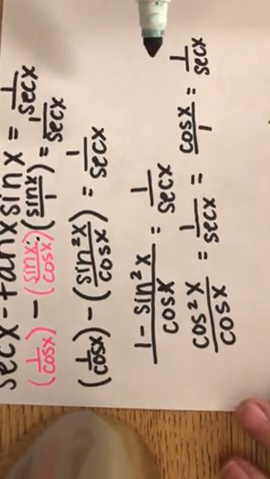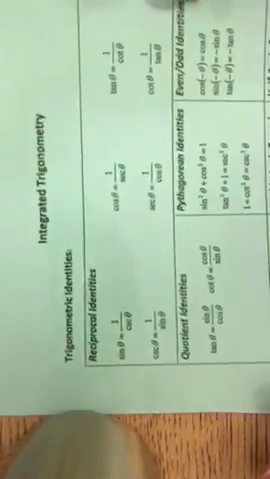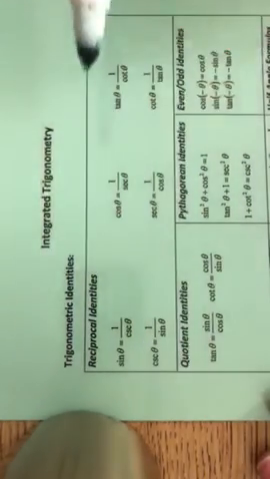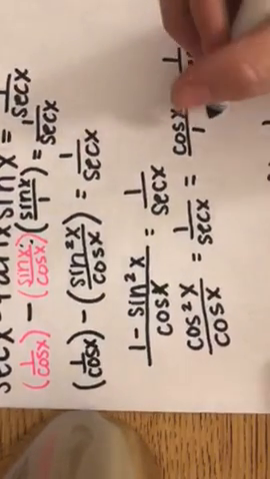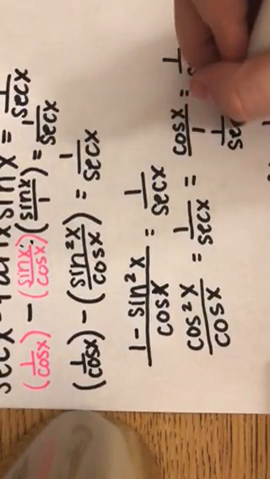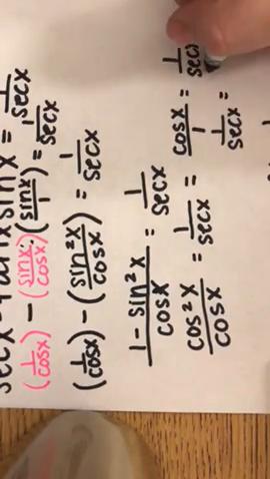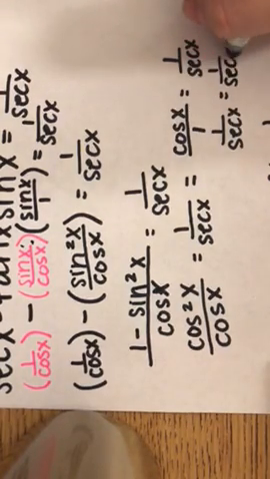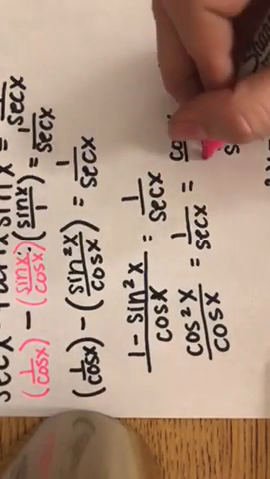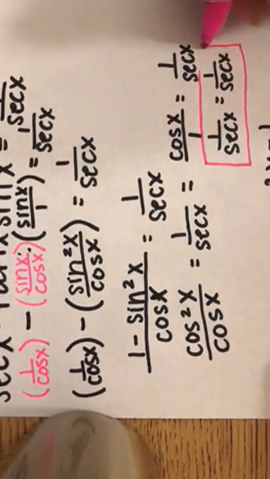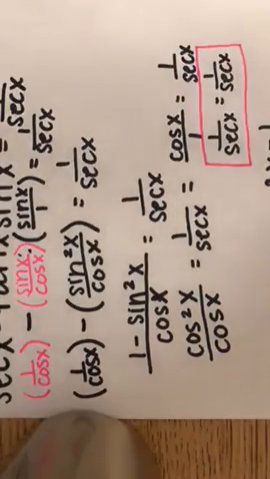So really quick, if I were to go back to my formula sheet, it does in fact say that cosine is equal to 1 over secant. So if cosine is equal to 1 over secant, it can be rewritten as 1 over secant. You are finally at the end. Your two sides are equal to one another. And you're done with this problem.